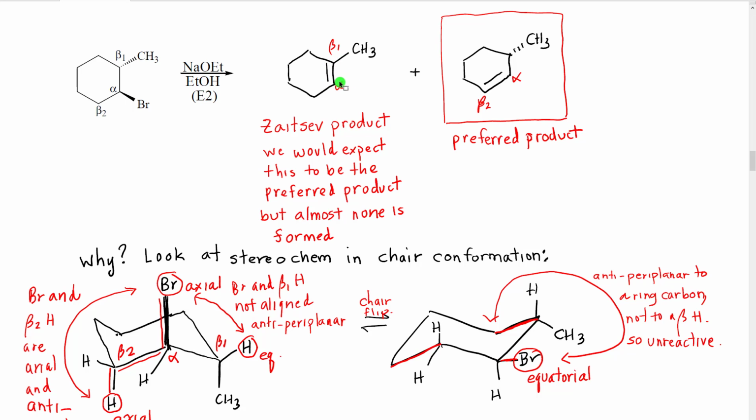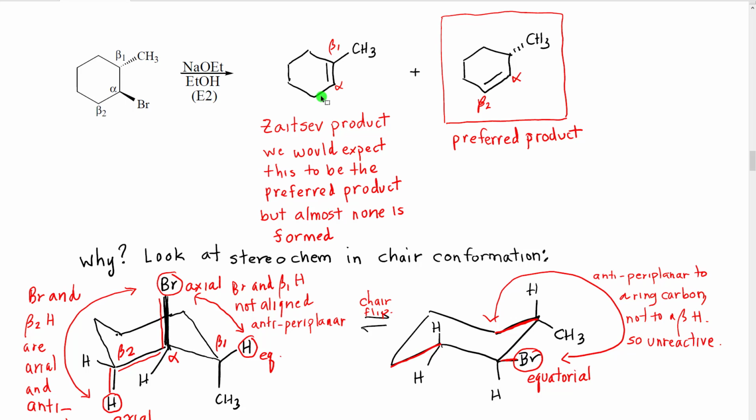So this we would call tri-substituted, with 3 carbon groups directly attached to the double bond carbons. In contrast, if we look at this one, we have the CH3 here of the ring and a hydrogen, and then a CH2 and a hydrogen. So there are only 2 carbon groups here. This is only di-substituted. So the Zaitsev rule would say this should be the preferred product. This is what we would expect.